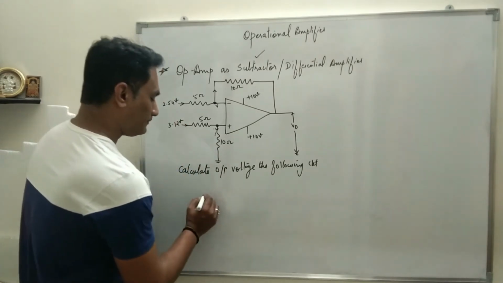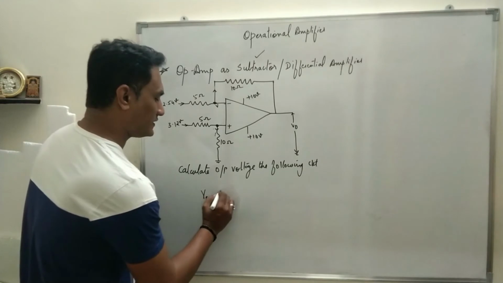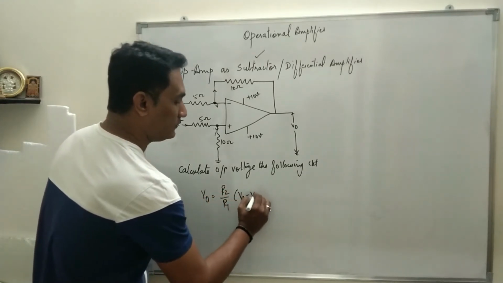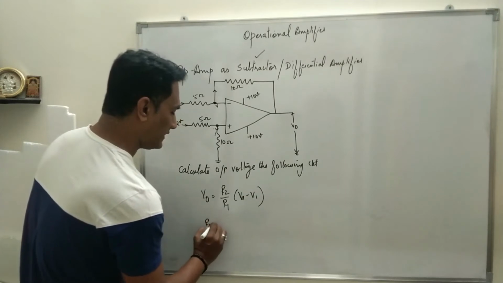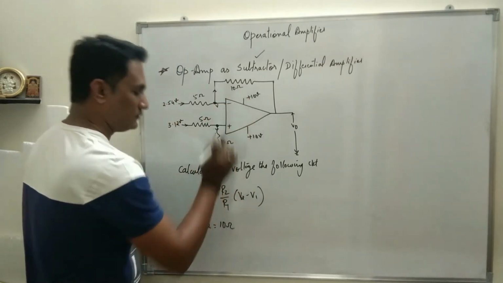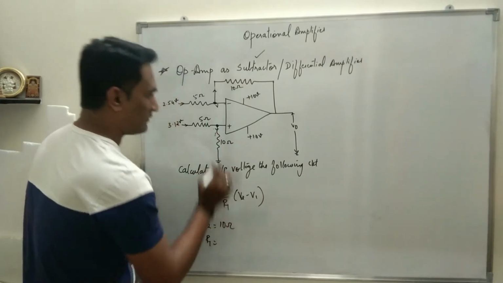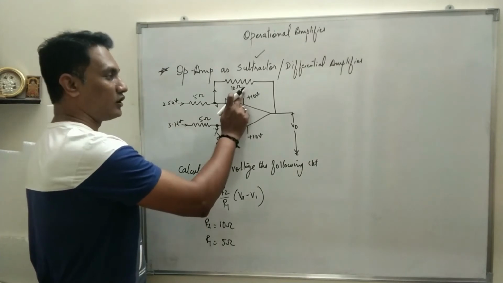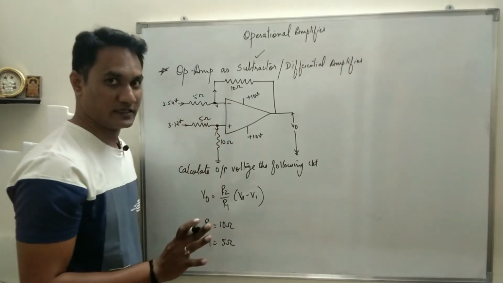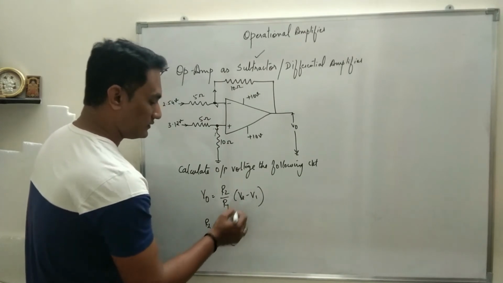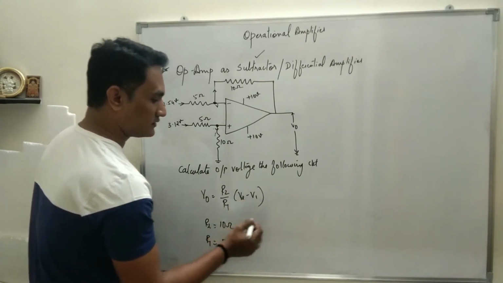Now what is the output voltage equation? V0 is R2 upon R1 times (V2 minus V1), and in this case R2 is 10 ohms, R1 is 5 ohms. These two resistances will always be the same. Whatever the value, you just mention it there and substitute this value in this equation so that you get the answer.